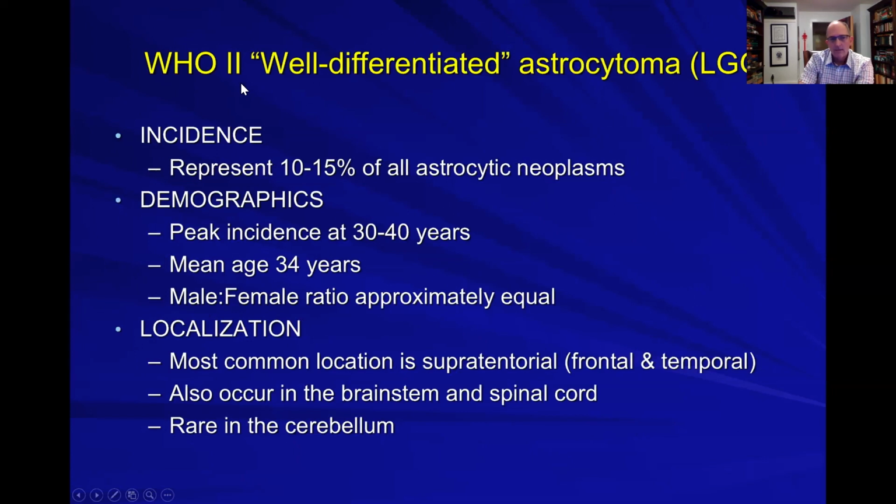All right, what about WHO grade 2? The classic one there is the well-differentiated astrocytoma. Historically, we used to call this low-grade glioma. That term has fallen out of favor a little bit. This is a little bit more frequent, 10 to 15% of the astrocytic tumors. It occurs in a slightly older population, average age of about 30, equally in men and women. As far as where it occurs, the most common location is supratentorially in the frontal and temporal lobes.